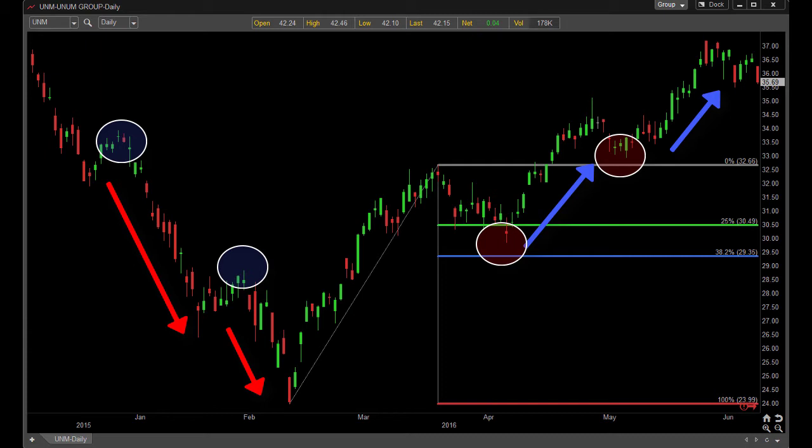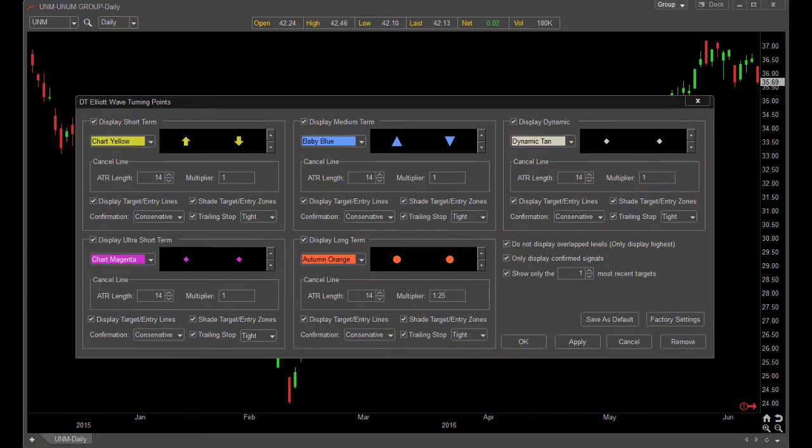Now, let us apply our forward-looking Elliott wave turning points to this chart. The software can automatically identify several types of color-coordinated pivots in real time. The algorithm incorporates all of our research in Elliott Wave, Gann, Fibonacci, and price and time projections, all together in one complete study.